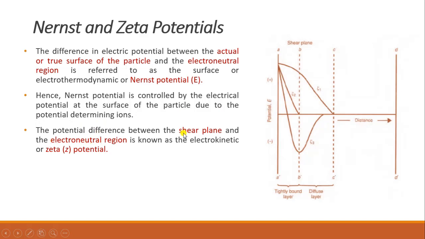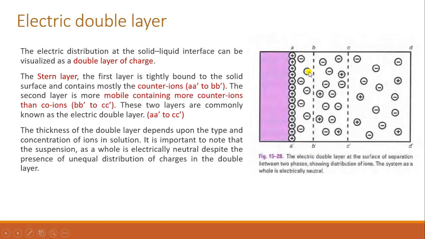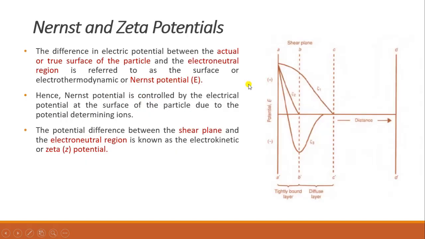The potential difference between the shear plane, that is over here, BB dash, and the electroneutral region is known as electrokinetic or Zeta potential. This is called electrokinetic because this layer is movable and it moves with the solid surface. That's why it is called electrokinetic potential, Zeta potential. So this indicates three possibilities that I have discussed earlier.